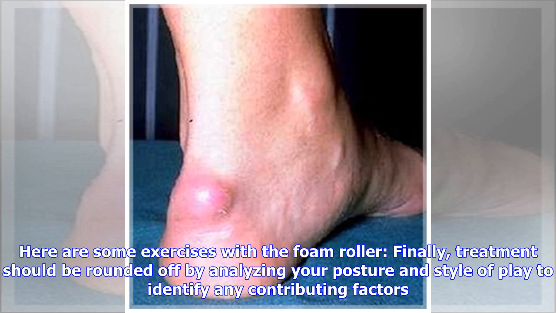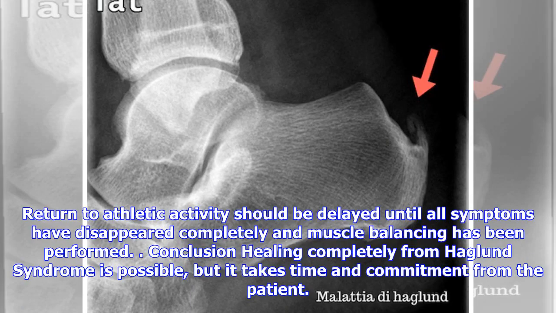Finally, treatment should be rounded off by analyzing your posture and style of play to identify any contributing factors. Return to athletic activity should be delayed until all symptoms have disappeared completely and muscle balancing has been performed. Conclusion: healing completely from Haglund syndrome is possible, but it takes time and commitment from the patient.